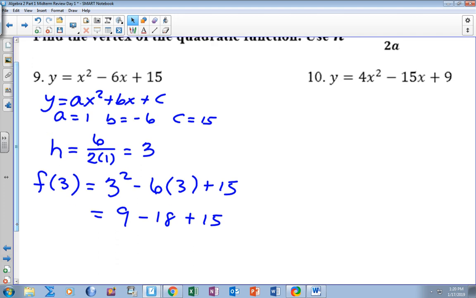So if we did -18 plus 15, that's -3. So 9 minus 3 is 6. It's giving you the answer. That means the vertex is going to be 3, 6. All right, so that's how you do those problems.